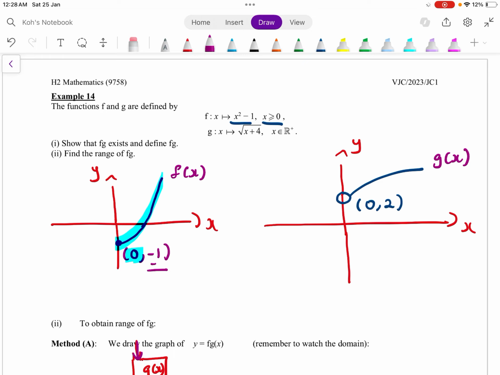Okay, g(x) = square root of x plus 4, the rule again. Then after that, x is an element of the positive real numbers, which means that I do not include 0. So it's strictly more than 0.